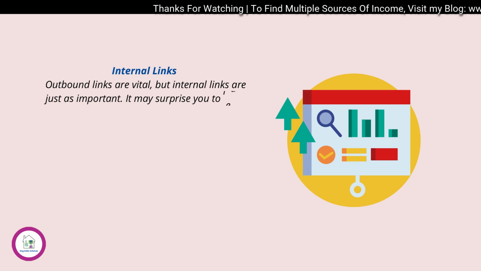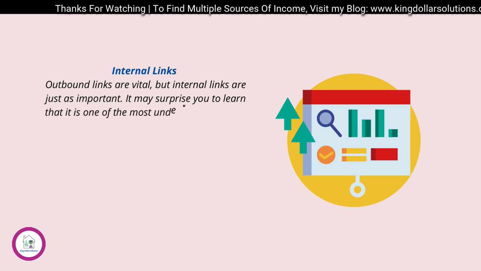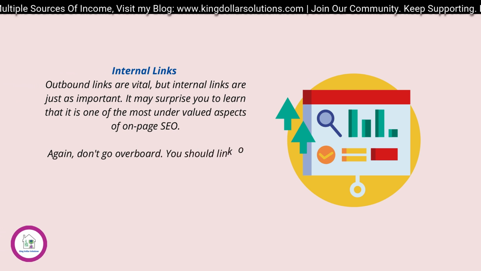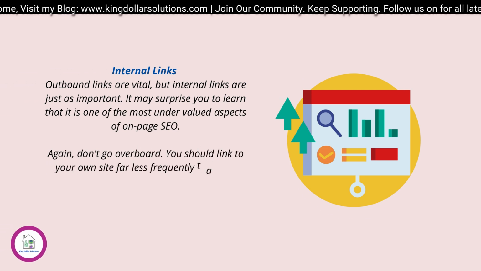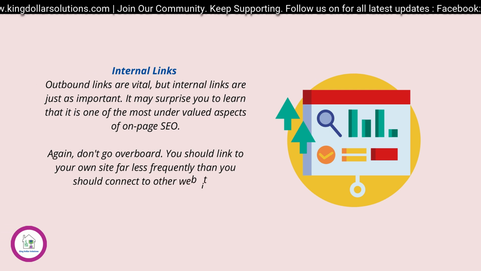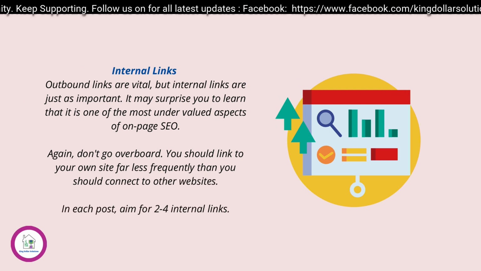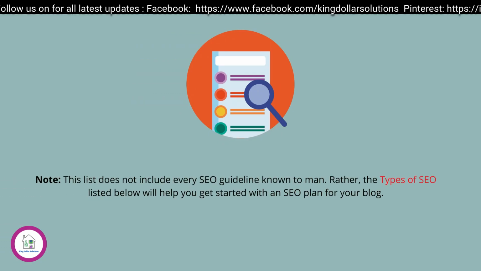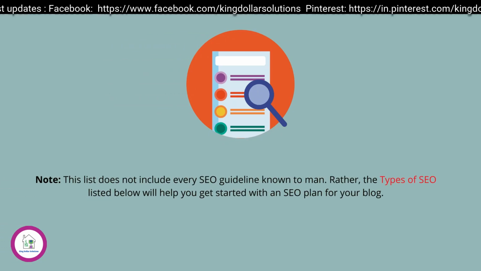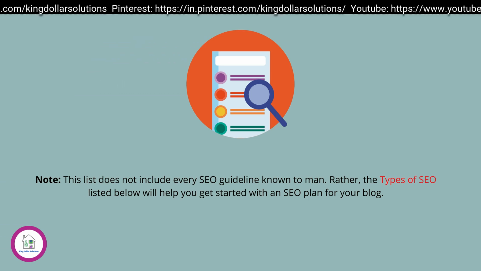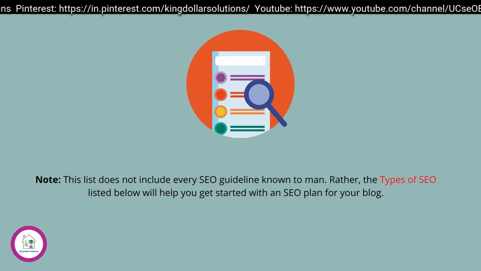It may surprise you to learn that it is one of the most undervalued aspects of on-page SEO. Again, don't go overboard. You should link to your own site far less frequently than you connect to other websites. In each post, aim for 2 to 4 internal links. Note: this list does not include every SEO guideline known to man. Rather, the types of SEO listed below will help you get started with an SEO plan for your blog.